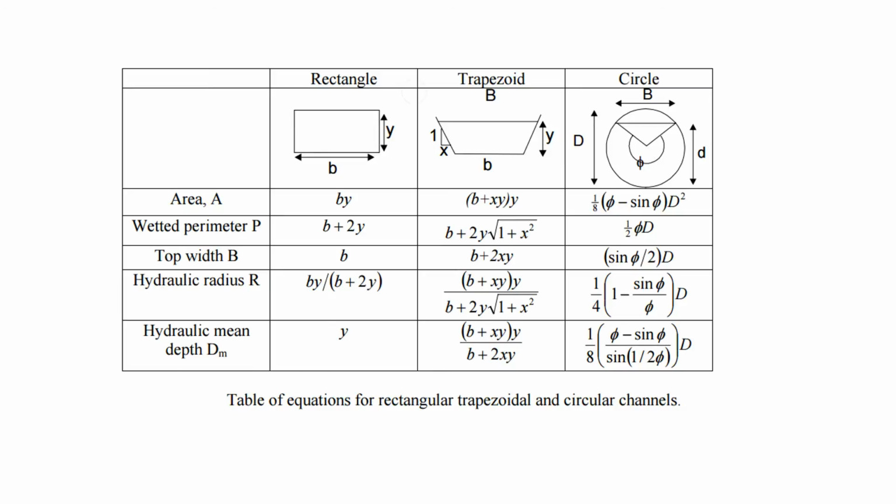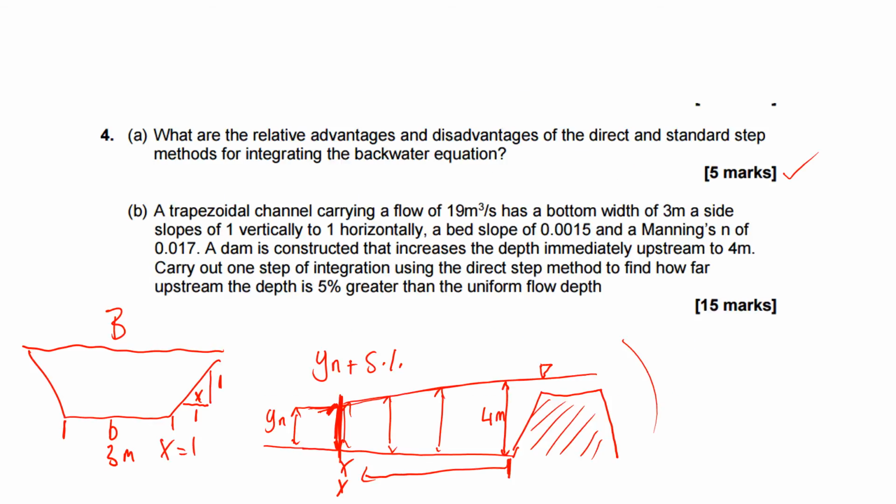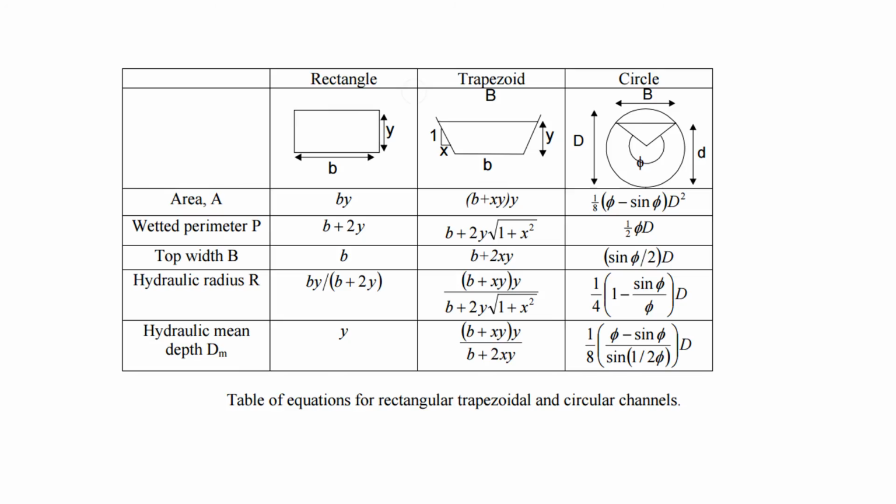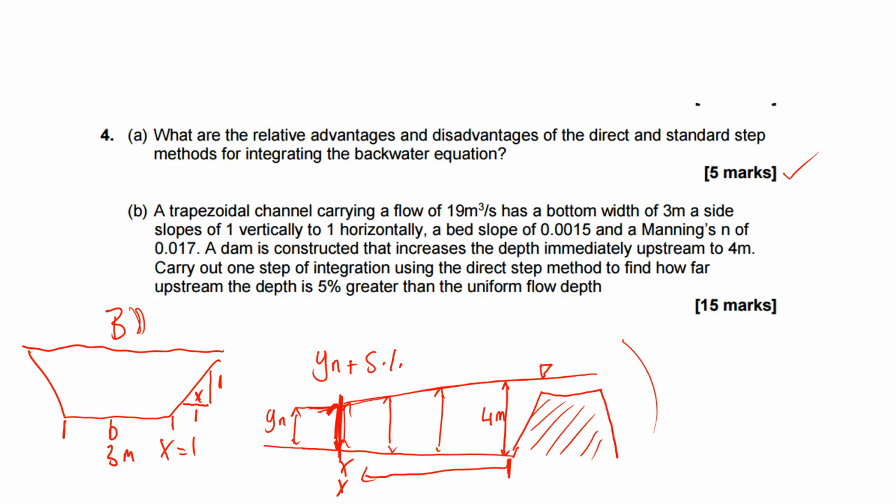If I draw this table here, it shows you the equations for the different cross sections. For a rectangular channel, it gives you area, wetted perimeter, and B, which is the top width here. For a rectangular channel, B is equal to B because this width here is the same as that width there. But for a trapezoidal channel, this width is not the same as that width, so that's why there's a different equation for B. So that's big B, which is this width here.